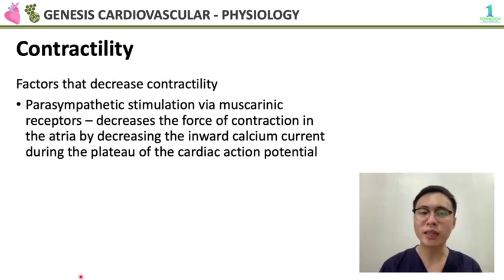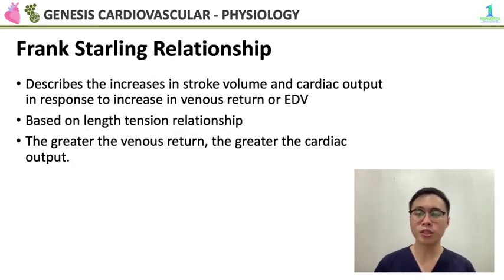Okay, so how now do we decrease contractility? So basically, this is just like a reverse of the concepts that we discussed earlier. One example would be parasympathetic stimulation via the muscarinic receptors. So if we decrease the inward calcium current, we decrease the force of contraction. Ganun lang yun. Diba kanina, increase calcium, increase contractility. Ngayon, less calcium, less contraction. Okay? And in the same way, na beta stimulation can increase the cardiac contractility. Giving beta blockers will decrease naman cardiac contractility. Okay? So now let's proceed to another topic.